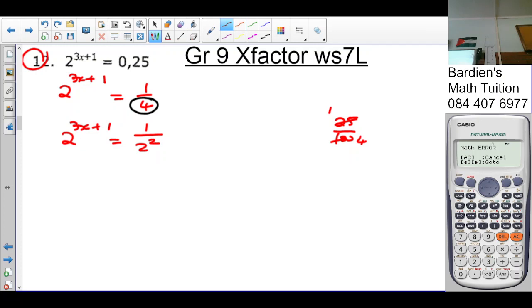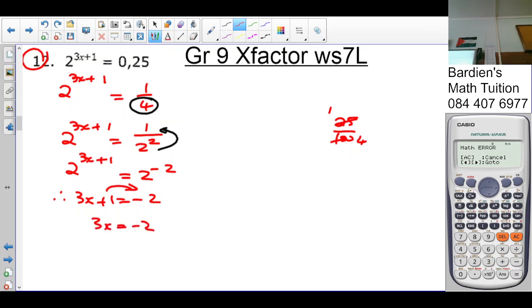Now what? Bring it up. It becomes 2 to the 3x plus 1 equals 2 to the negative 2. Therefore, 3x plus 1 is equal to negative 2. Take the 1 over. So 3x is equal to negative 2 minus 1. Remember, when you take a positive over the equal sign, it becomes negative. So 3x is equal to negative 3. Divide by 3 both sides, therefore x is equal to negative 1.